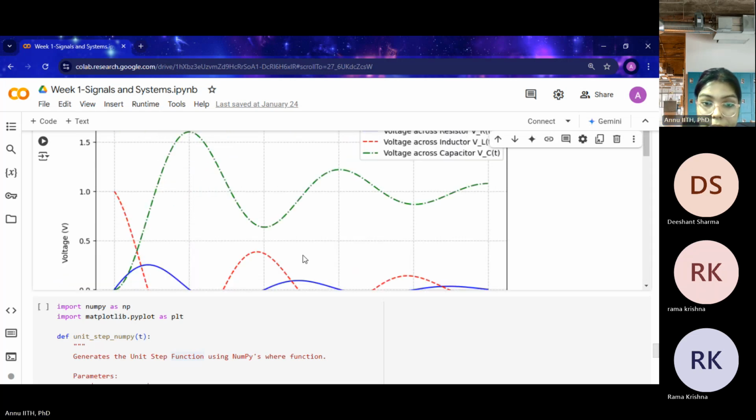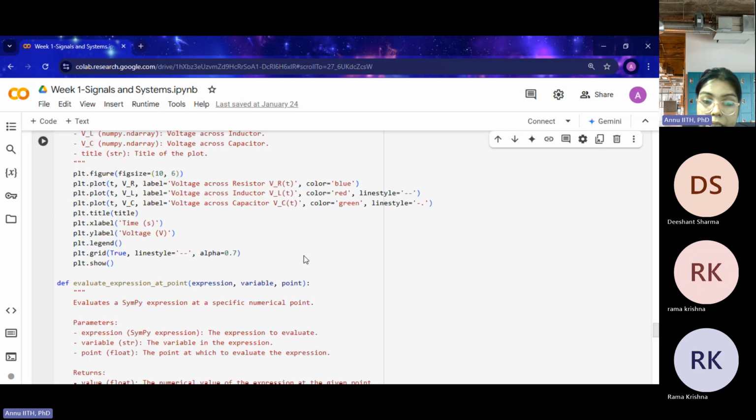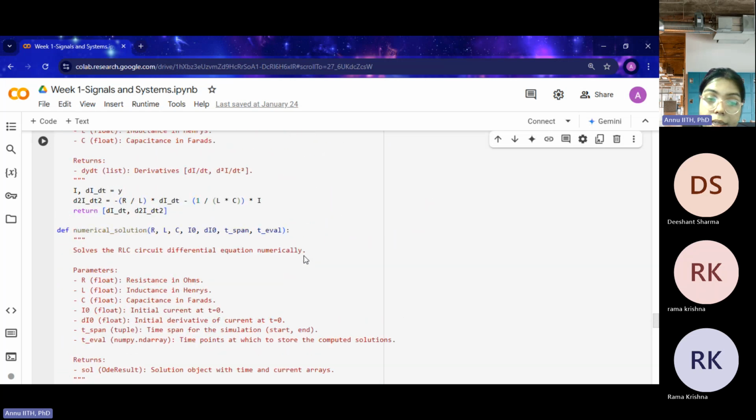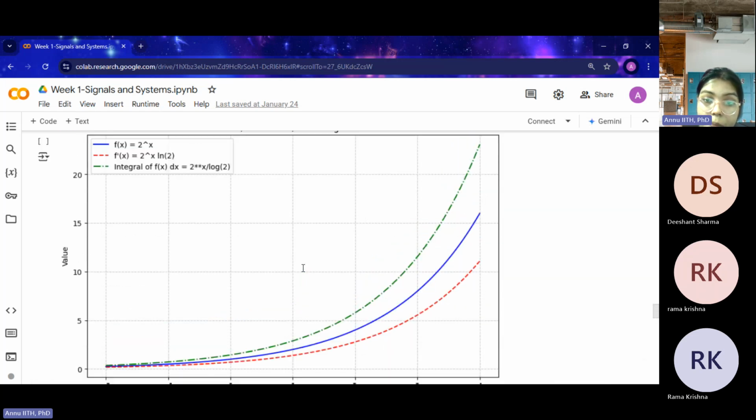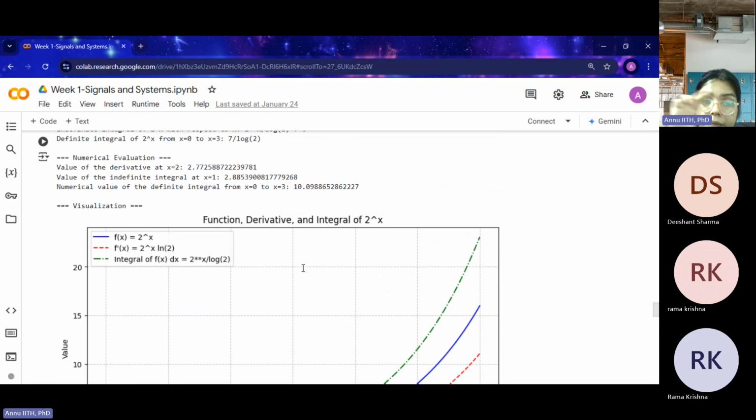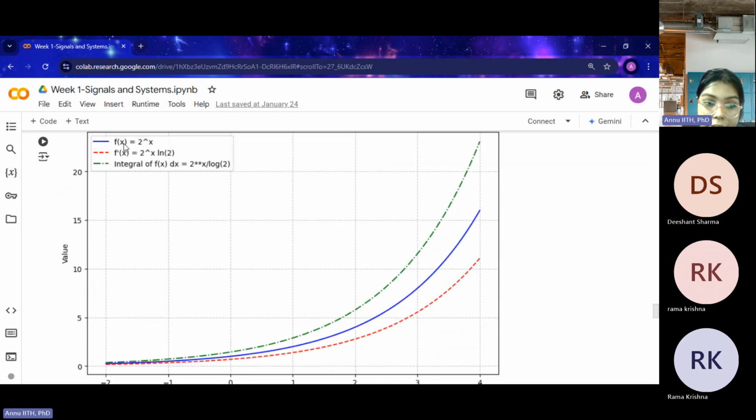So progressing. Sir taught about in the class as a series RLC circuit, but we also saw some of the parallel RLC circuit. The parallel RLC circuit in the sense is the voltage will be same. So when you have the voltage, you need to calculate the current. So current we have to calculate using this integration function. Suppose one of the function is f(x) equals to 2 power x. What will the integration? As we saw in the problem also, 2 power x by ln2. So this blue color is the function and the differentiation is red color and integration is this one.